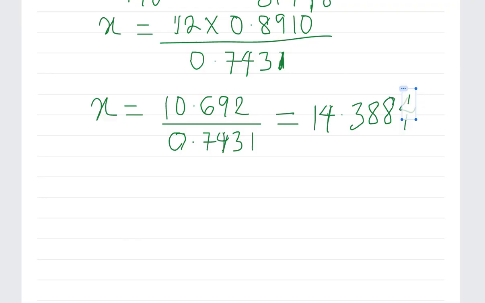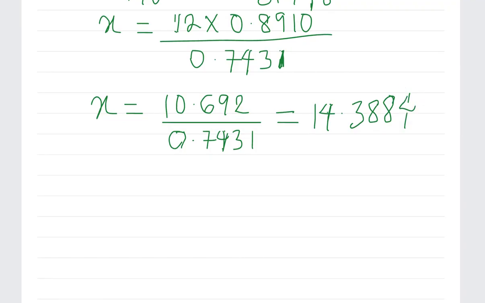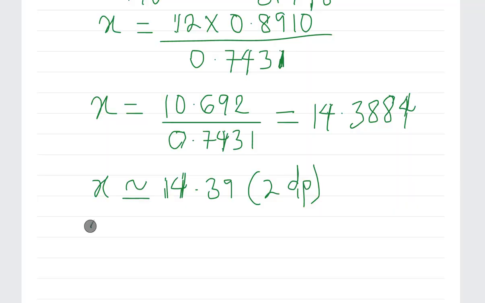But I can say that x is approximately, to 2 decimal places, 14.39. And if it is to 1 decimal place, I can say x is equal to 14.4 centimeters.